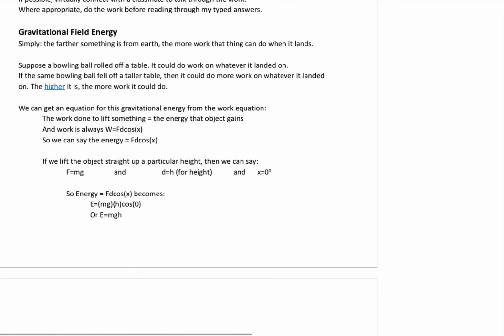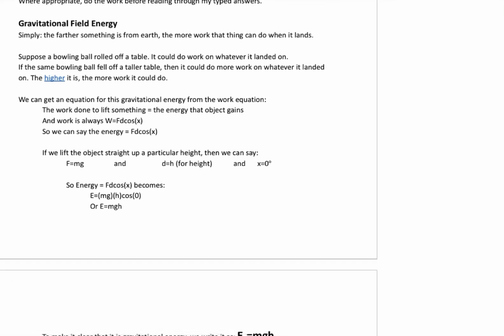Okay, going to start with gravitational field energy. Simply put, the farther something is from Earth, the more energy that thing could do if it were to fall back to Earth. So as an example, if a bowling ball rolled off a table and landed on your toe, it would do a little bit of work on your toe. But if the same bowling ball fell off something higher, since it's in a higher position in Earth's gravity field, it could do more work when it landed on your toe or whatever it lands on. So the higher something is, the more energy, the more work it could do when it landed.